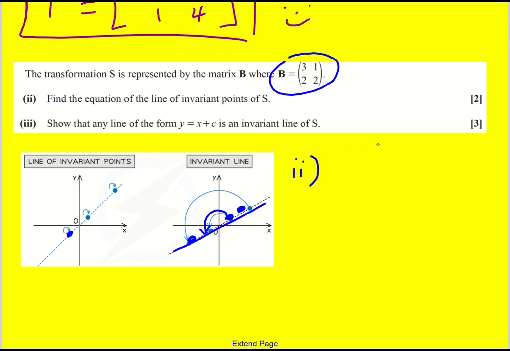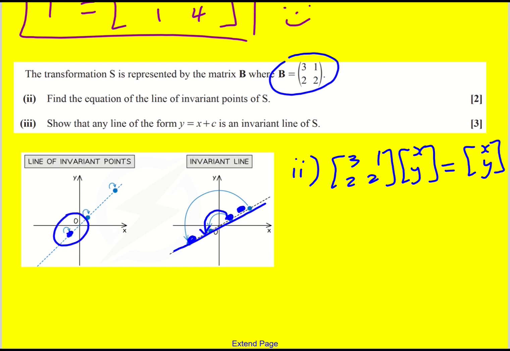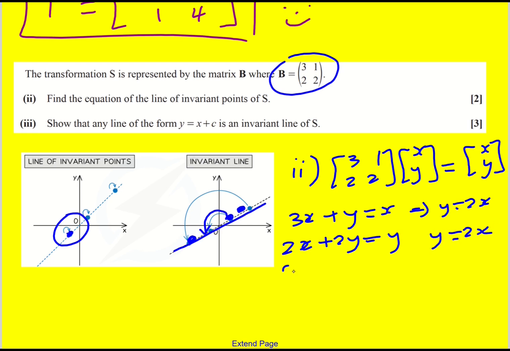Okay, so let's take a look then at the line of invariant points. This is going to be when the matrix 3, 1, 2, 2 applied to a position vector (x, y) is going to equal the same position vector. That's this here. So then I can multiply the matrix out. I'll get 3x plus y equals x, which means that y is equal to -2x. On the bottom one, I'm going to get 2x plus 2y is equal to y, which again means that y is equal to -2x. So it's consistent, and that is going to be our line of invariant points. Let's put a little box around it.